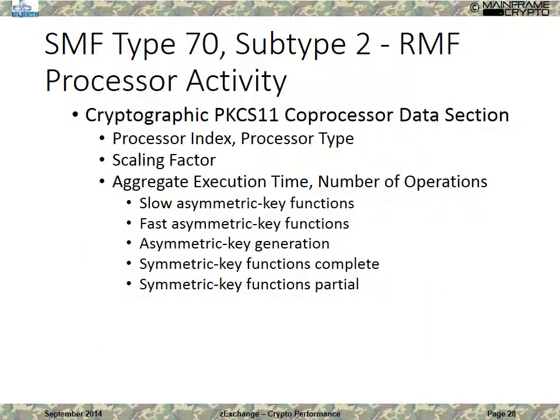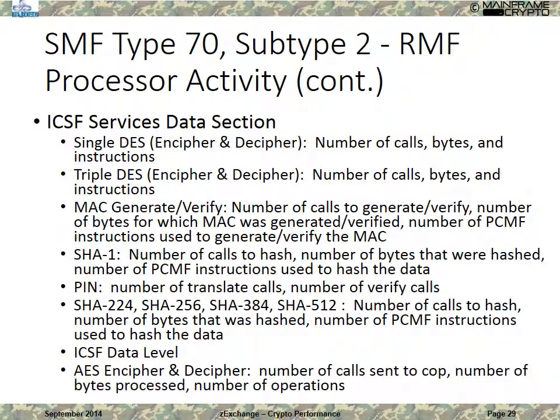There's also a PKCS 11 section now, so if you have cards configured in EP11 mode, there will be a section for each of those cards. And then on slide 29, there's also an ICSF services data section, which has some detail about actual calls to the APIs. So the Type 70 record is cut by RMF. It does have some crypto data in it, and that data is reported on in an RMF crypto hardware activity report. Let's go to slide 30.